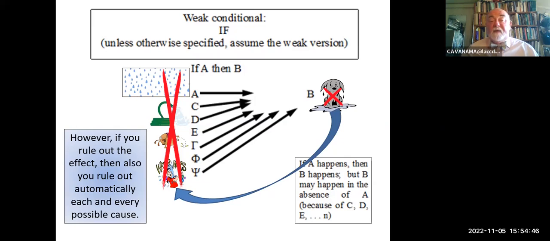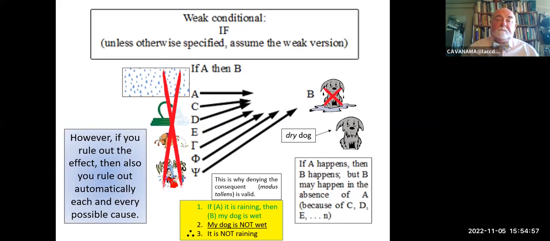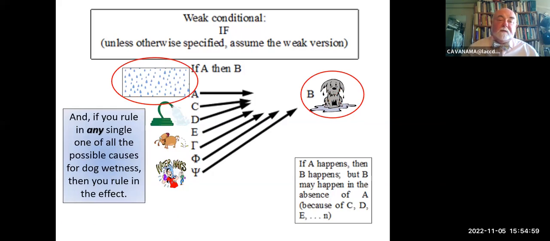However, if you rule out the effect, you automatically rule out each and every one of the possible causes. So if my dog is not wet, none of the things, including the rain, got the dog wet, and actually it's not. You have a dry dog.